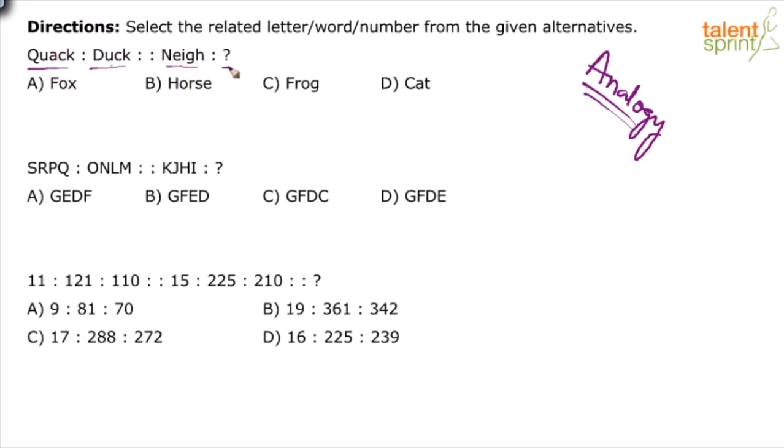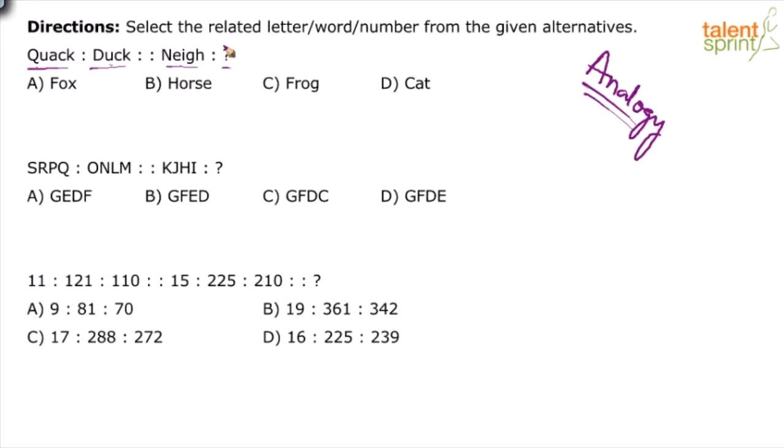Then nay is the sound made by dash. So if quack is the sound made by duck, then nay is the sound made by which animal? Now this of course involves some general knowledge. Those who are not aware of things like sounds made by different animals will not be able to answer it. There is no formula to get the answer. If you are looking for a formula or a shortcut, let me make it very clear, there is no shortcut. You either know the answer or you do not know the answer.